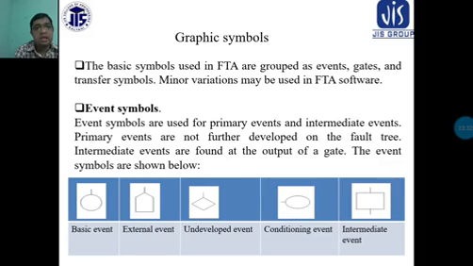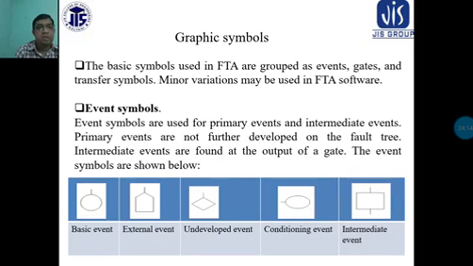The second one is the external event, which is shown as a five-sided pentagon, also with a vertical upward connector. That means the external event is given here. Another one is the undeveloped event, which is shown as a rhombus, connected above to a vertical upward connector, and this is called the undeveloped event.